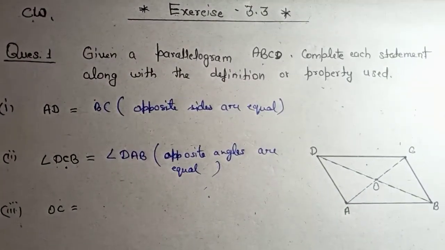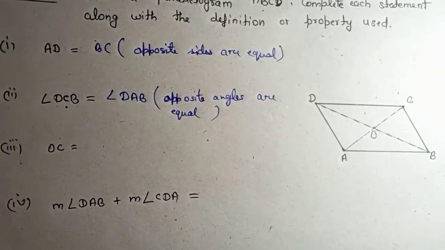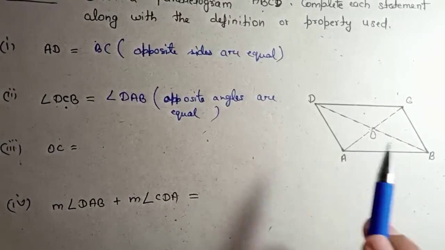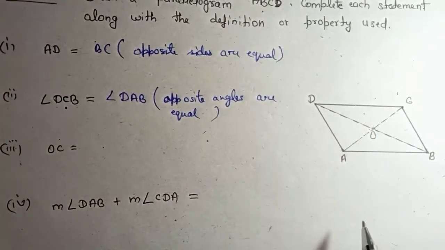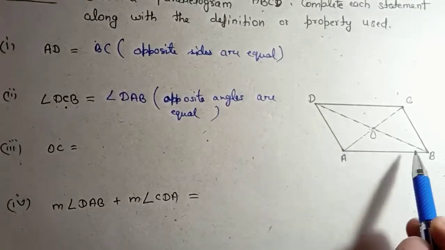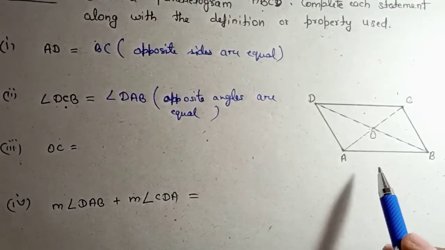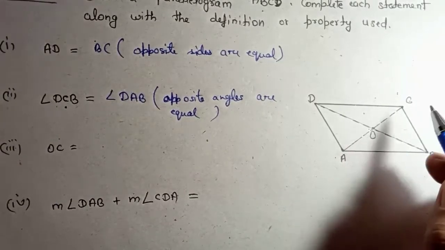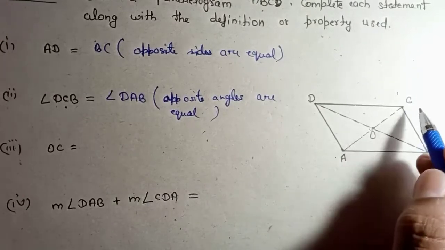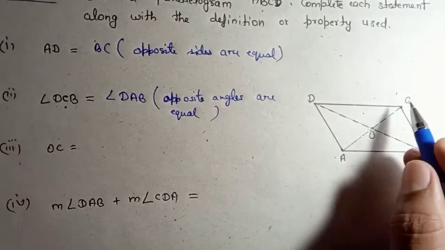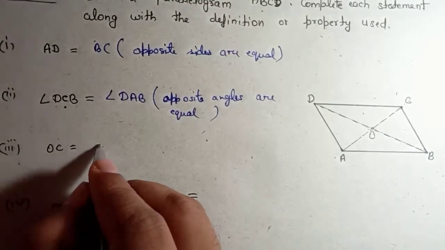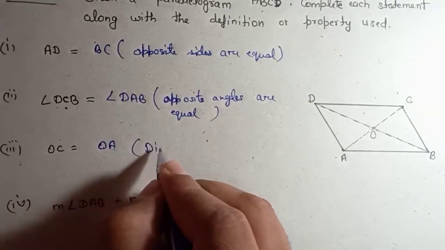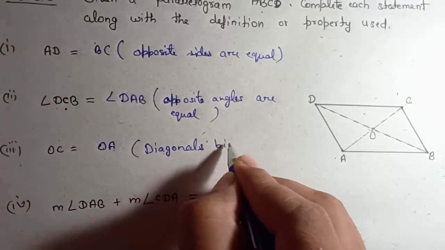Here OC is equal to, you can see it is OC, so OC is half of the diagonal. Actually in a quadrilateral there are two diagonals. In case of parallelograms, diagonals bisect each other. It means bisect means they divide each other in two equal parts. AO is equal to OC. So O is the point which divides AC into equal parts. So we can write OC is equal to OA. What is the reason? Here diagonals bisect each other.